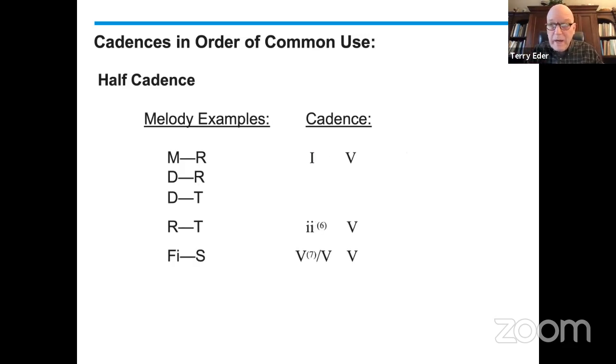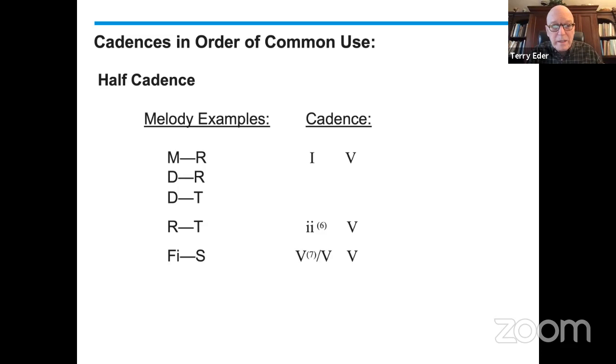If a phrase ends on re, or scale degree 2, that's going to be a half cadence. It's a 5. So see, I said reliable formulas. If the melody says this, the harmony says this, and it works very well. And I have to tell you, that works in jazz and rock and roll as well.